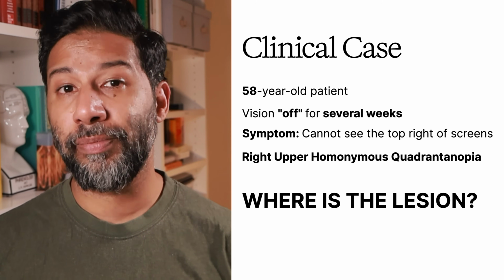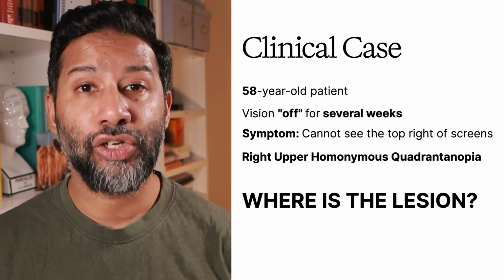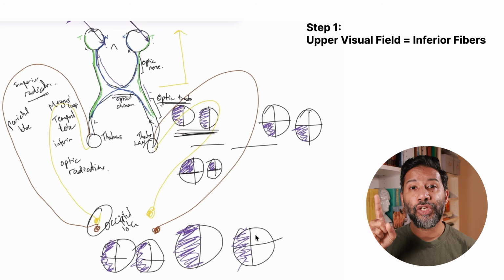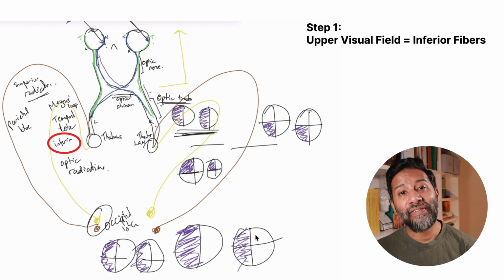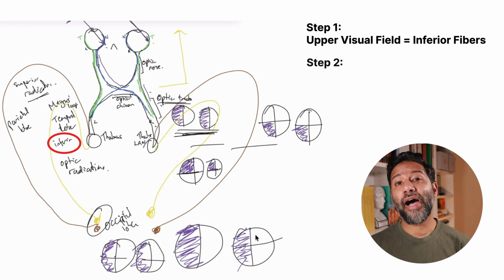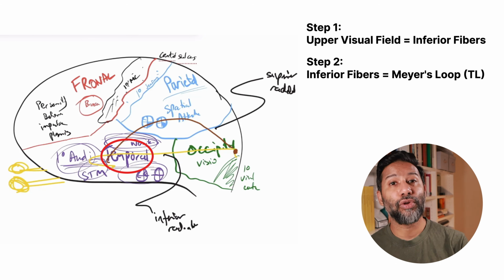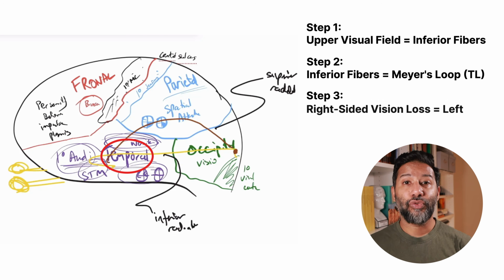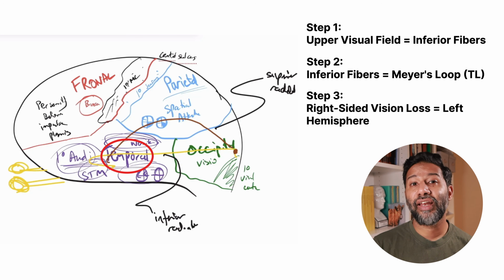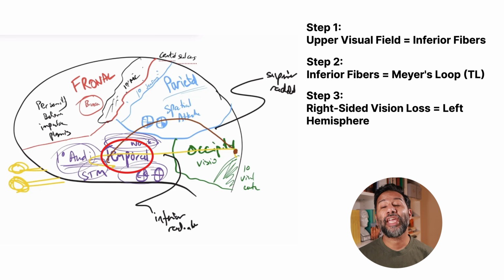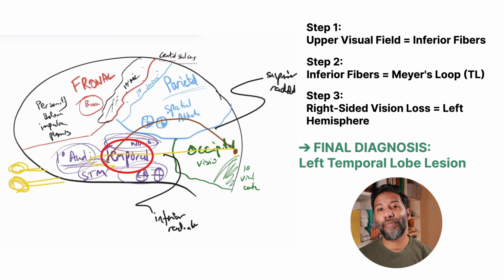So let's go back to the pathways and apply that logic. We've got upper visual field. That means inferior fibers. That means Meyer's loop, which means temporal lobe. The vision loss is on the right, so the lesion has to be on the left side. So we're looking at a left temporal lobe lesion. That's how simple it is, and that is what lesion localization feels like when it clicks.